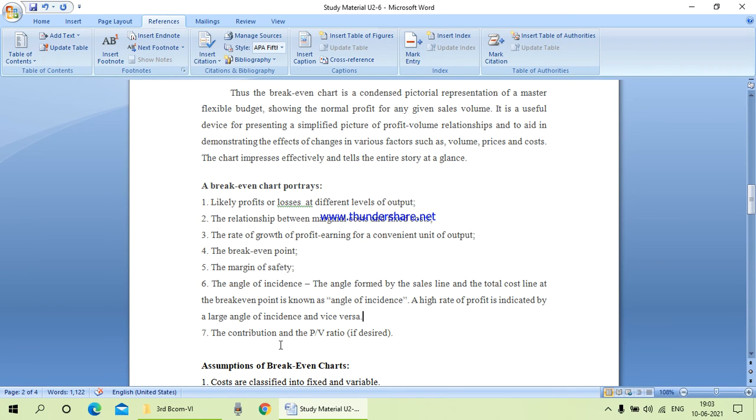So all these are shown in this break-even chart, or with the help of the break-even chart we can get this information at a glance or at a single place. So just by looking at this chart, we can get this much information.